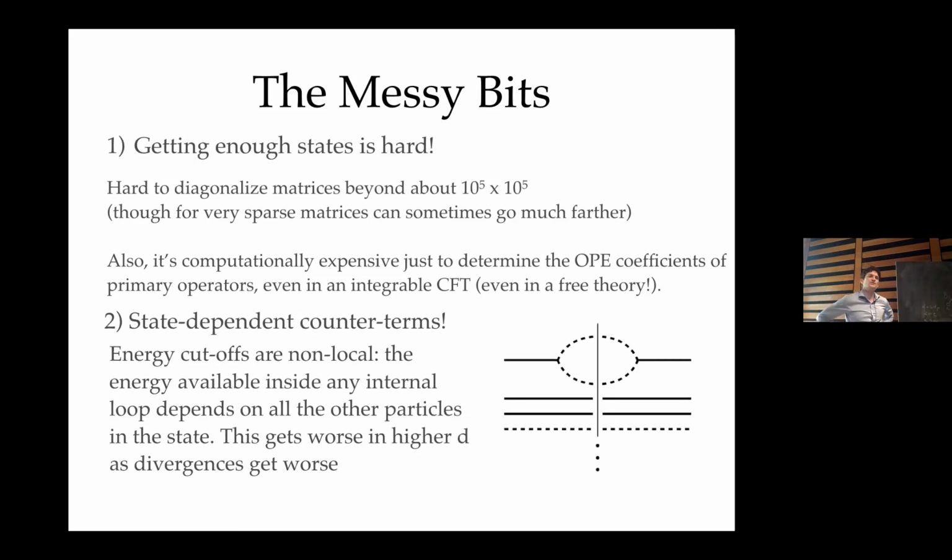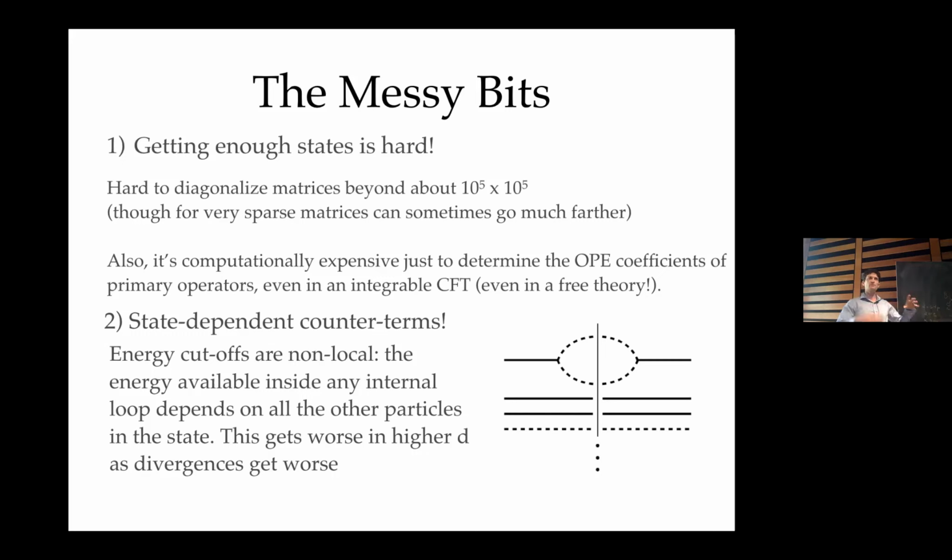The second challenge is that you have non-local counterterms or state-dependent counterterms. This is easy to understand. This is just related to Hamiltonian formulations. If you have a truncation on energy, that's a very non-local thing to do. If I demand that the maximum energy of a state is some cutoff value, that knows about the energy throughout all space, right?